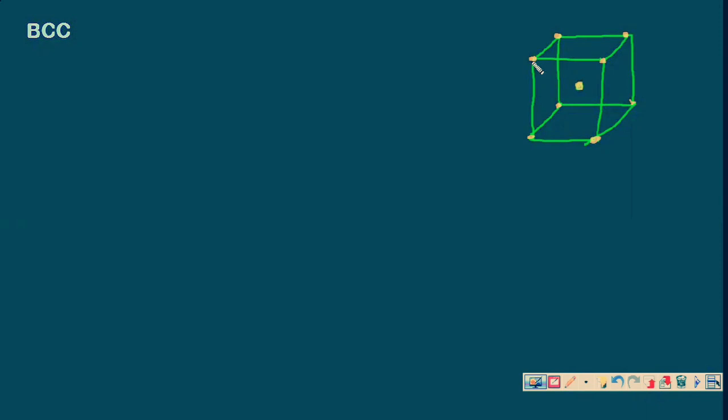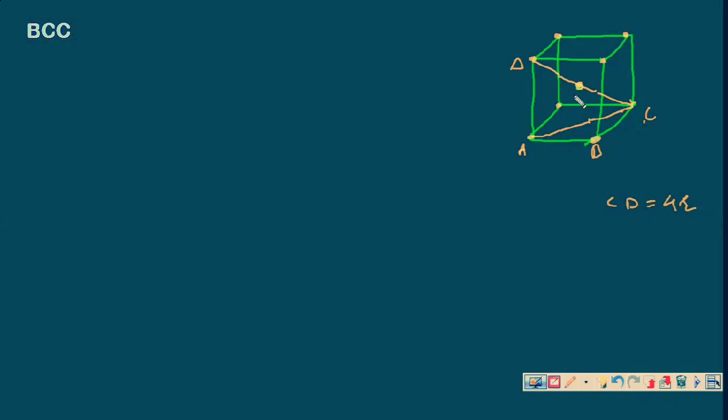If you join the body diagonal, then you will find this becomes a triangle. Suppose this is A, this is B, this is C, and this is D. So you can say CD is equal to 4r.